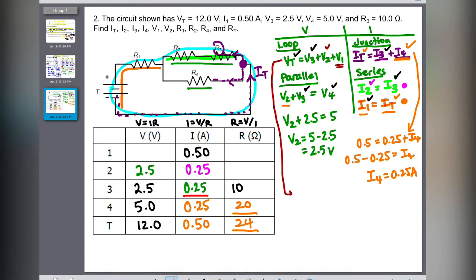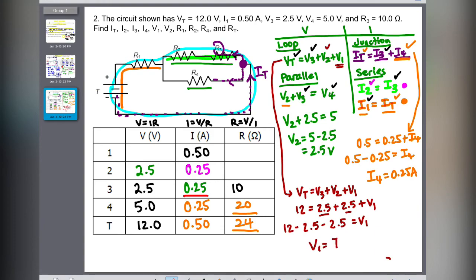I now have 2.5 is this, so I can solve for my V1. So I'm going to bring my arrow down here just so you can see the full work. I know VT is V3 plus V2 plus V1. VT is 12, V3 is 2.5, V2 is also 2.5, and then V1. To get V1 on its own, I'm going to have to bring these two guys over by subtracting. So 12 minus 2.5 minus 2.5 equals V1. V1 is 7.